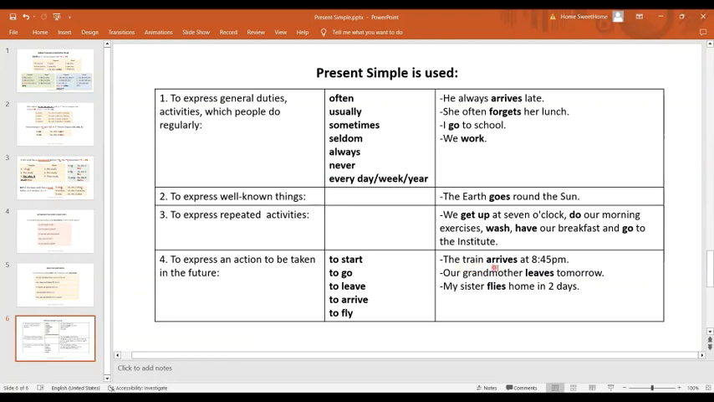The train arrives. Not will arrive, but arrives, because it happens in a very near future. We use present simple. Our grandmother leaves tomorrow. Not will leave, but leaves tomorrow. My sister flies home in 2 days. It happens in near future, so we use present simple, and we say flies.